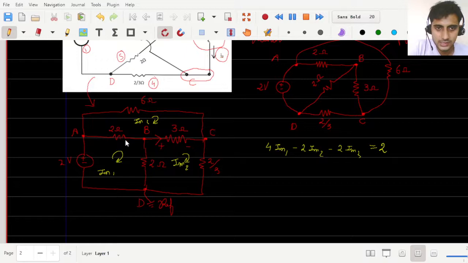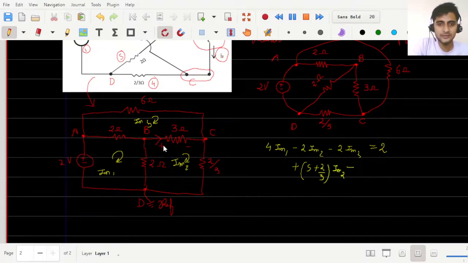Sum of impedances in mesh 1 is 2 plus 2. Common between 1 and 2 is 2, and common between 1 and 3 is also 2. And we have a 2-volt source. For mesh 2, I can write that the sum is 2 plus 3 is 5, 5 plus 2 by 3. So this is going to be 5 plus 2 by 3 times Im2. Common between 2 and 3 is 3 ohms. Common between 2 and 1 is 2 ohms. We do not have any source, that's why a 0.